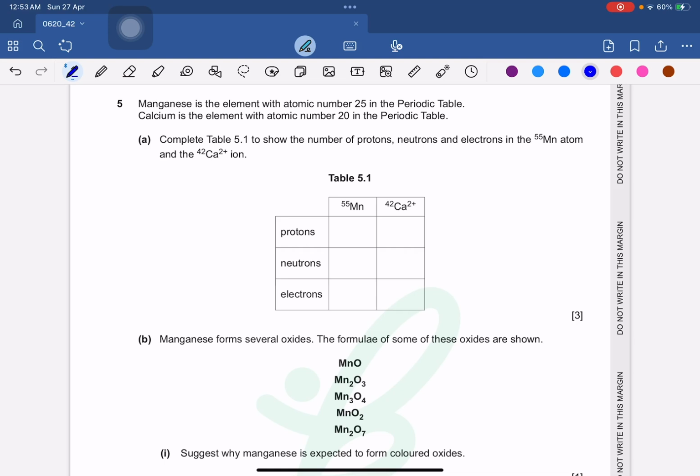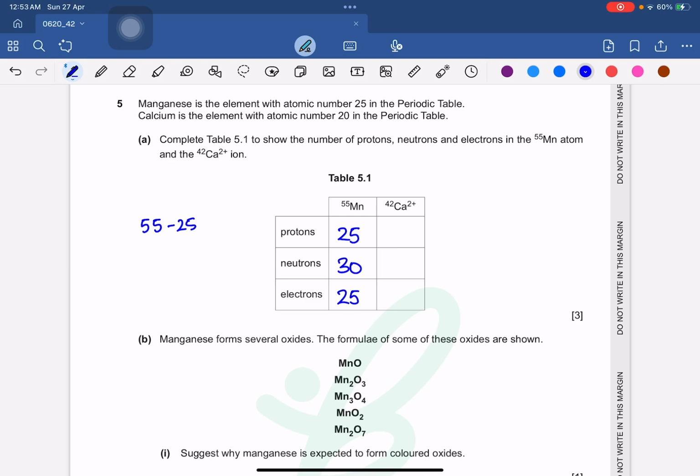So, first of all, the proton number in Mn: as Mn has an atomic number of 25, the proton number here will be 25. Neutron number for Mn will be 55 minus 25, which will be 30, and the electron number for Mn will remain 25 as Mn has no charge. So the electrons are equal to protons. Let us talk about calcium 2+.